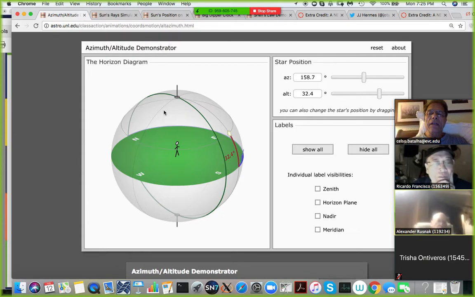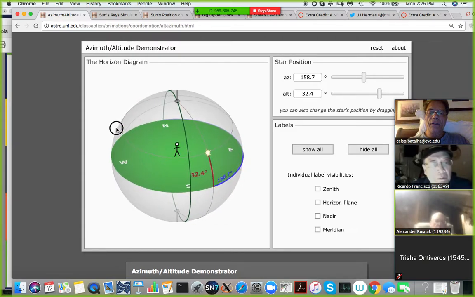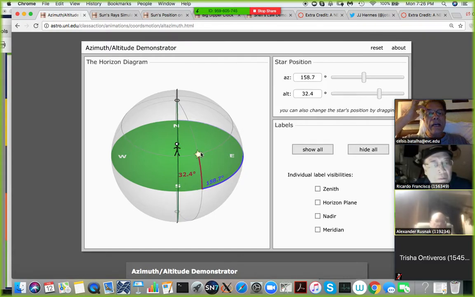Azimuth is an angle counted in degrees from north, counterclockwise as you look down on it. So from north to east, you have 90 degrees azimuth. South is 180 degrees azimuth, west is 270, and then back to the north. So if you have a star like this star over here, you can track it by its coordinates.